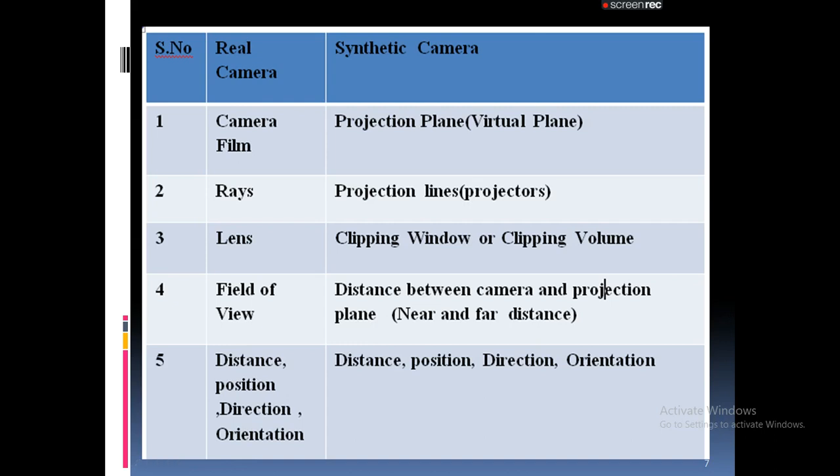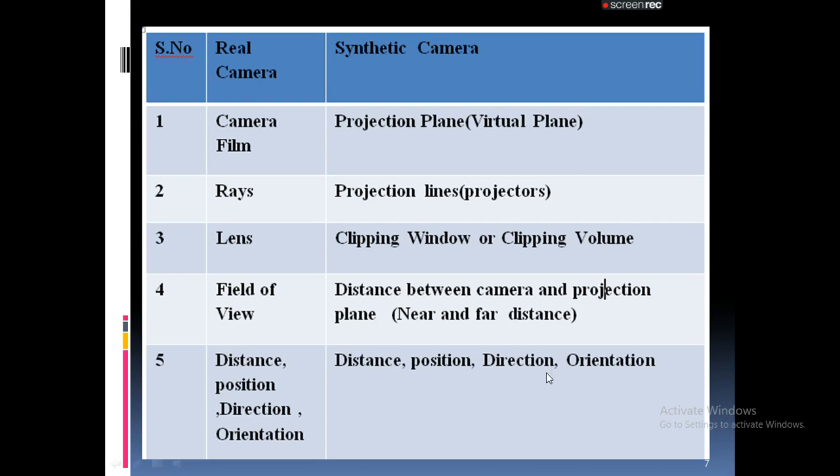Whenever you want to create a three-dimensional object in computer graphics, you need to specify the distance between the camera and the projection plane, or the distance between the camera and the object. Second, you need to specify the position of the camera so that I can capture that image, or so that I can display the three-dimensional object on the screen of the monitor.